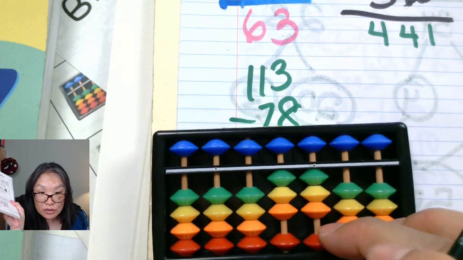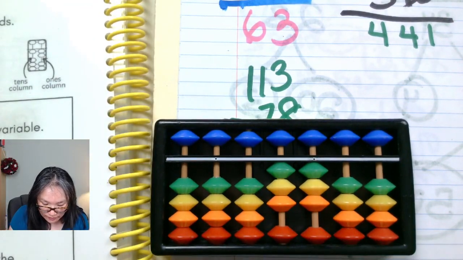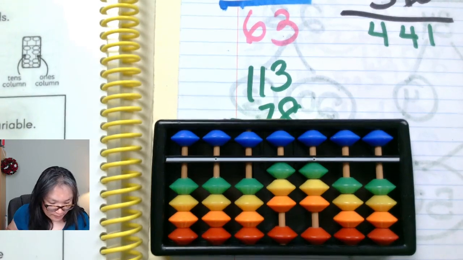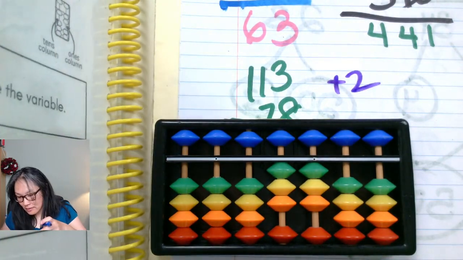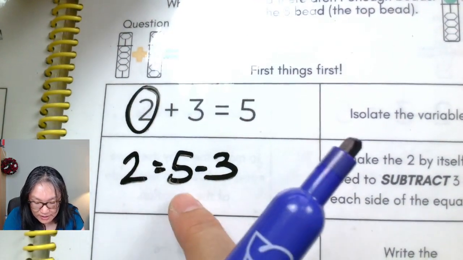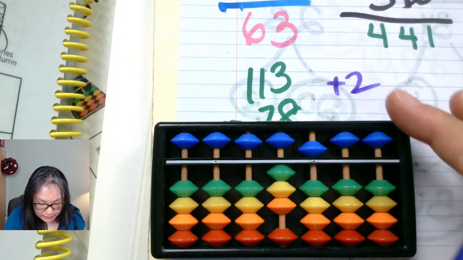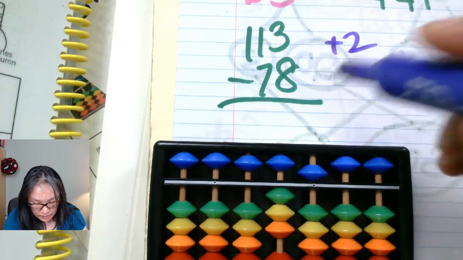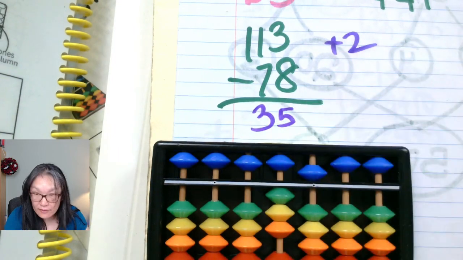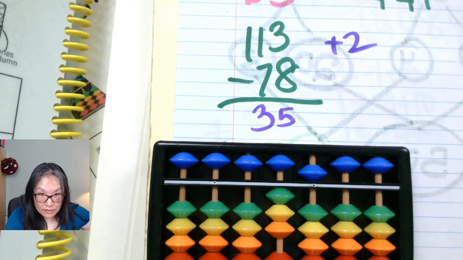Can I plus the 2? No. How do I plus the 2? Plus the 2 is what? Yes! Plus the 2 is plus the 5 minus the 3. Plus the 5 minus the 3. So my final answer is 35. This is the way.